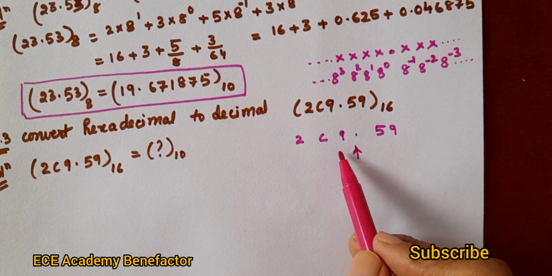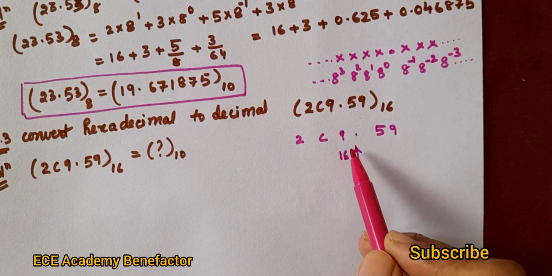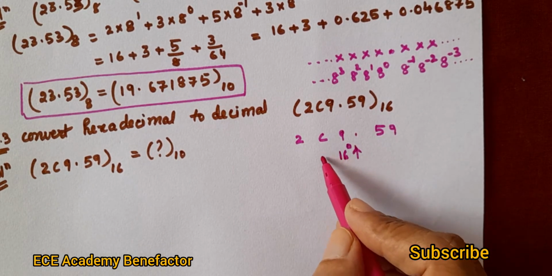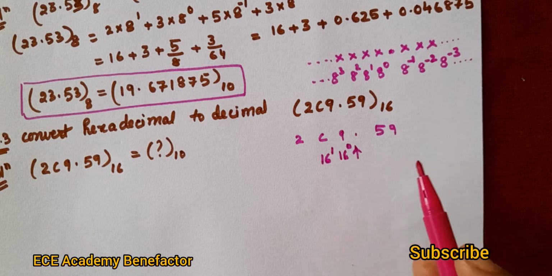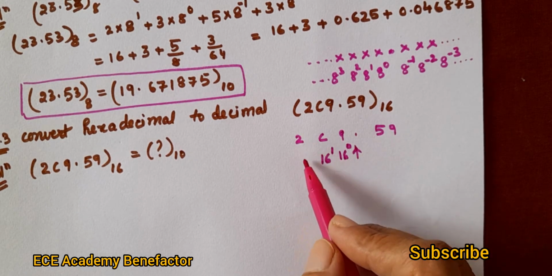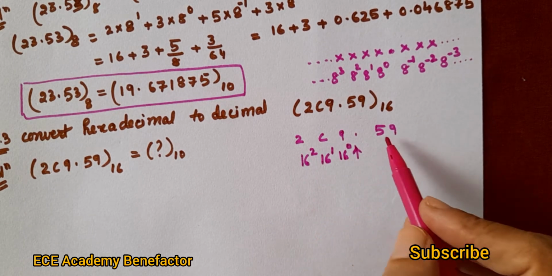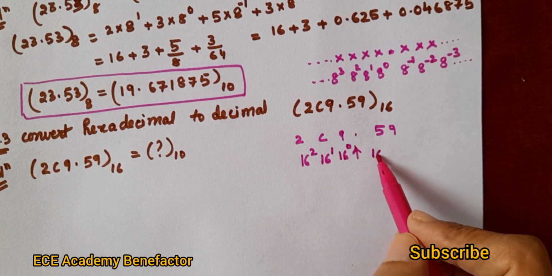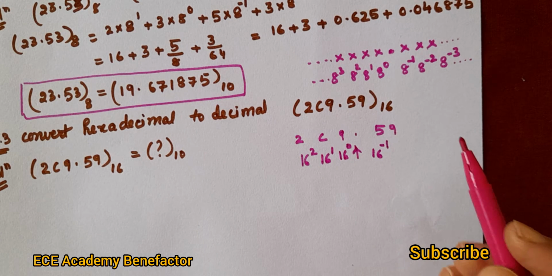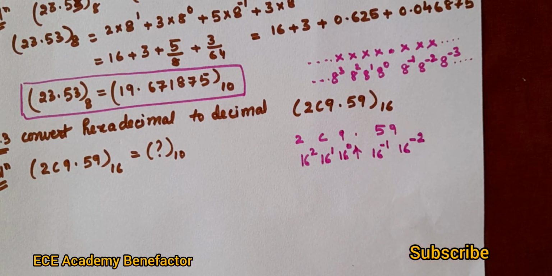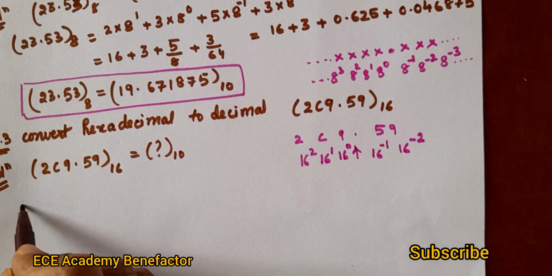On the left side, multiply the first digit by 16 to the power 0. Next one by 16 to the power of 1. Next multiply 2 by 16 to the power of 2. Multiply this 5 by 16 to the power of minus 1. Multiply 9 by 16 to the power of minus 2. Okay? In this way.